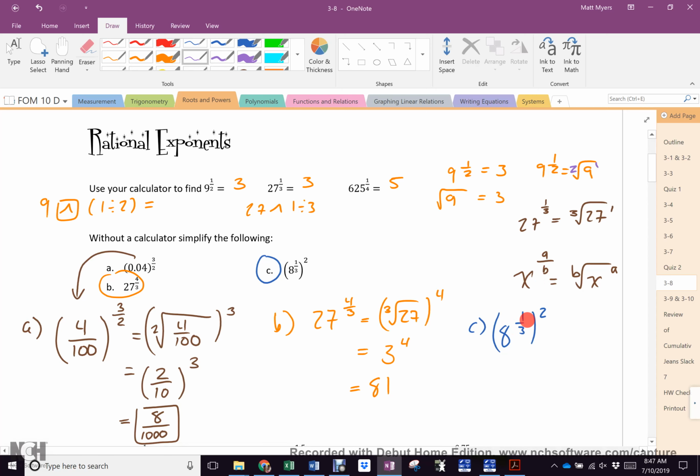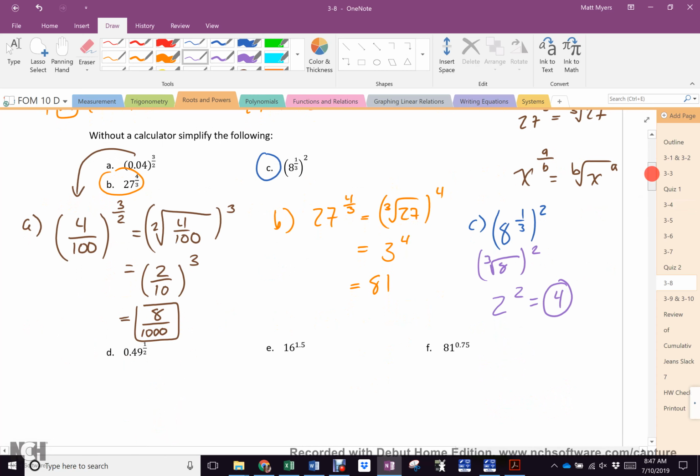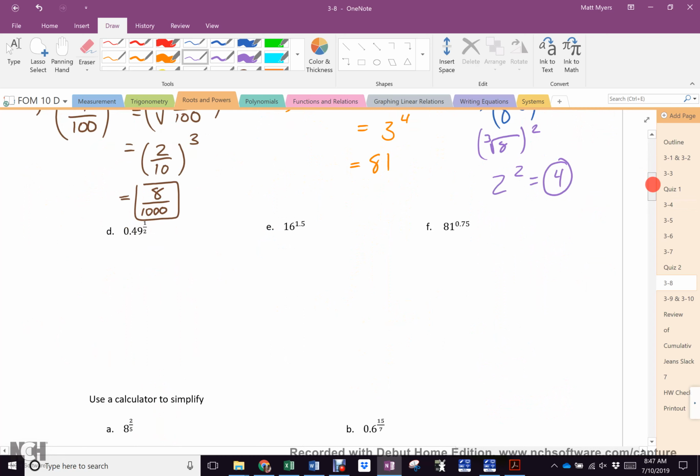What would you, the first person that would like to attempt it, what would you do? You would solve this, then square it? Okay. So that means this is the cubed root of 8, squared. What is the cubed root of 8? 2 squared is 4. And you're done. Easy peasy lemon squeezy.